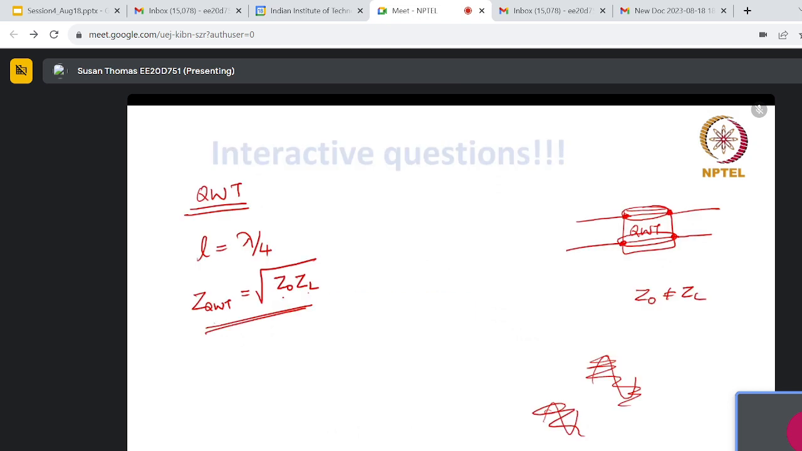And one more thing about the quarter wave transformer. Suppose you have a load ZL and this is Z naught and this length is lambda by 4. Can you tell what is Z in? What is Z in? This is an open question. Please try to.